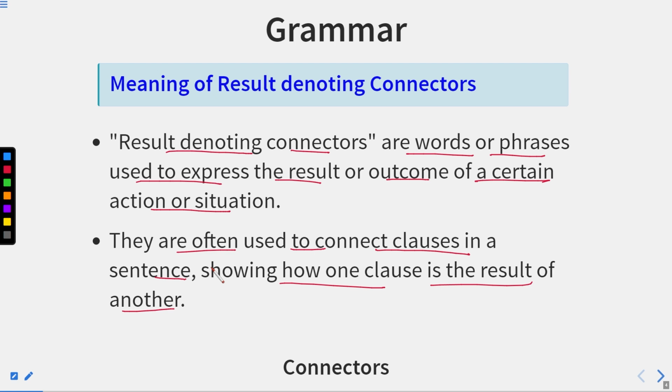For example, suppose I say, I forgot my umbrella, so I got wet. In this sentence, "I forgot my umbrella" is the cause of what? Of "I got wet." So the word so is showing the result to us. This so is actually the result denoting connector, because the result of forgetting the umbrella is getting wet. So getting wet is the result of what? Of the situation that I forgot the umbrella. This has been denoted by the word so. So this is a result denoting connector.